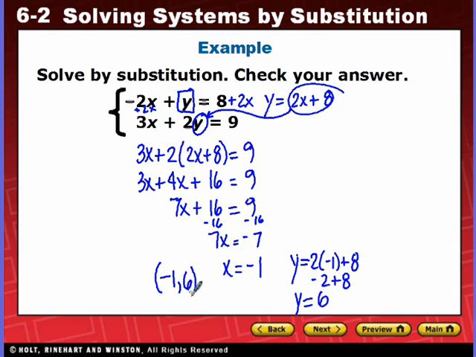Double check it in that second equation. Negative 3 plus 12 equals 9. That is true. And it should work in the first one too. 2 plus 6 equals 8. So we're good to go. Put a box around it and you are done.